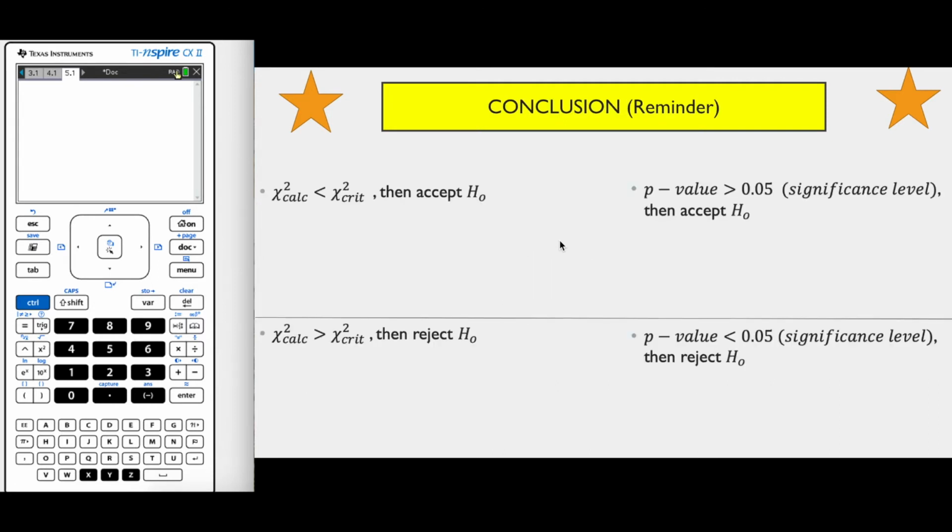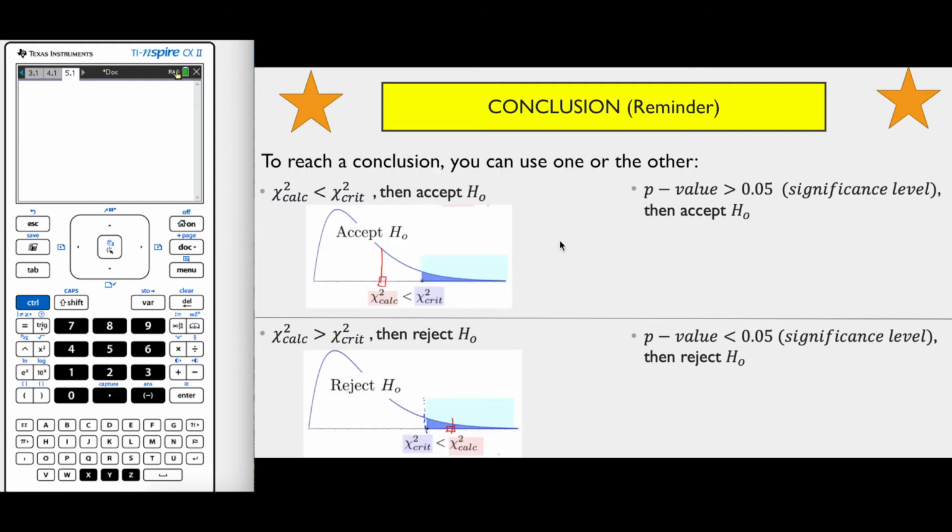And of course, the conclusions do not change. It is exactly the same for independence and goodness of fit. We're going to be accepting the null hypothesis if we are dealing with a chi-square calculated value which is smaller than the critical, or if we are dealing with a p-value that's bigger than the significance level.